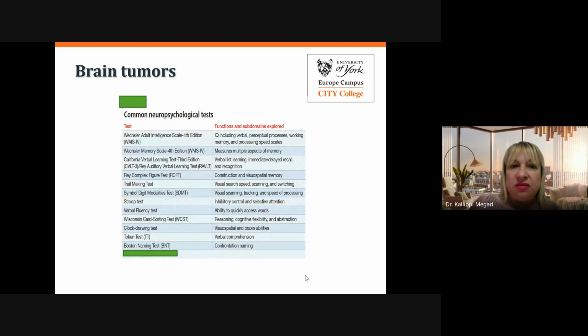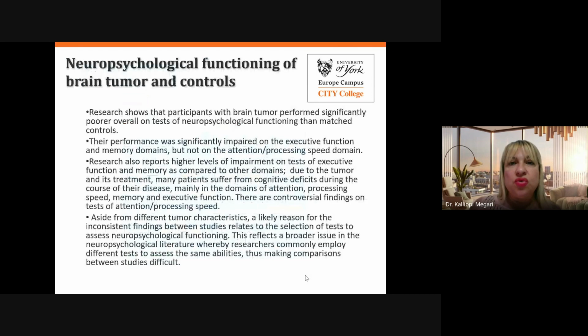They are standardized in the Greek population, and they assess a broad range of cognitive functions: Wechsler Memory Scale, California Verbal Learning Test, Rey Auditory Verbal Learning Test, Rey Complex Figure Test, Trail Making, Symbol Digit, Stroop Test, Verbal Fluency, Wisconsin Card Sorting, the Clock Drawing Test, the Token Test, and the Boston Naming Test. These are some commonly used instruments.